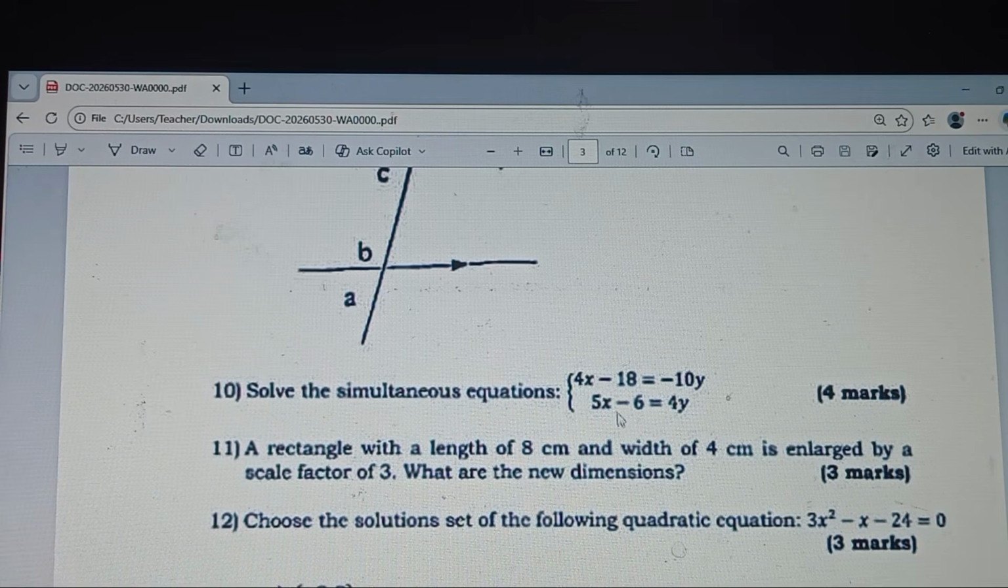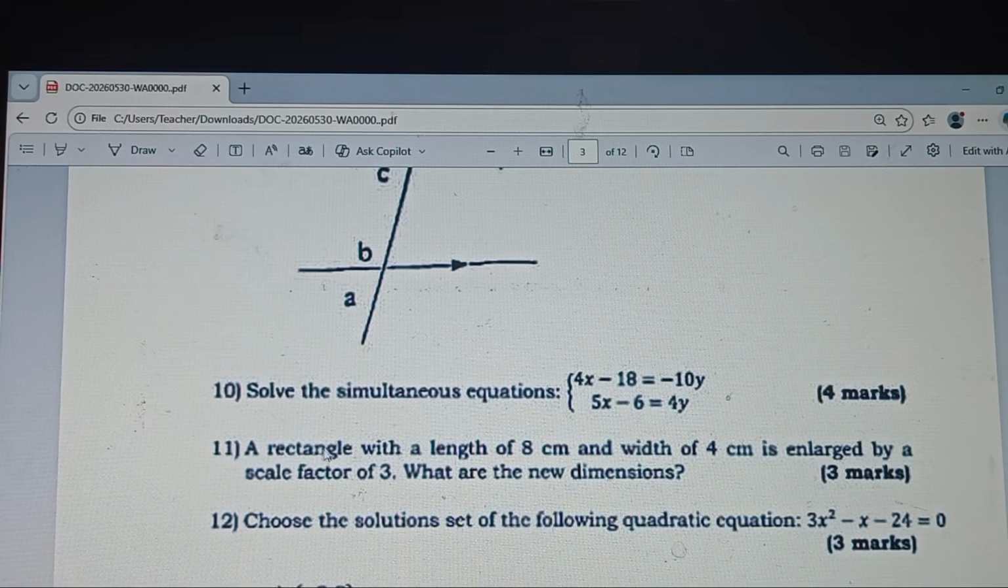Don't worry, please. That is question number 10. Solve a simultaneous equation. For a simultaneous equation, you may apply the method you want, because the question does not specify whether it is elimination, substitution, comparison, or the Cramer method. You use your best way.